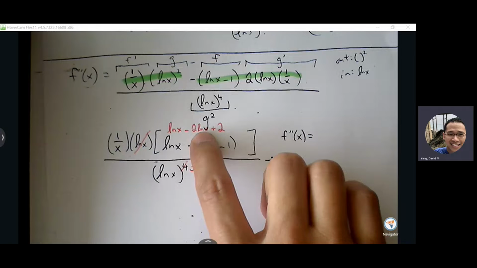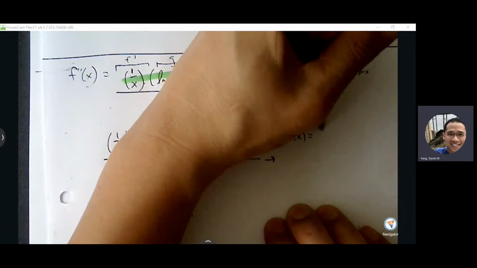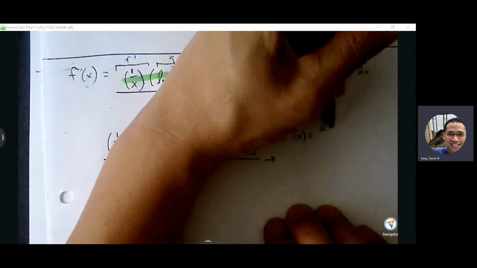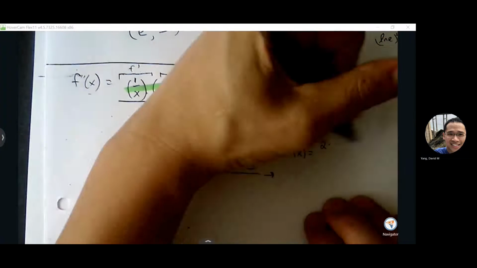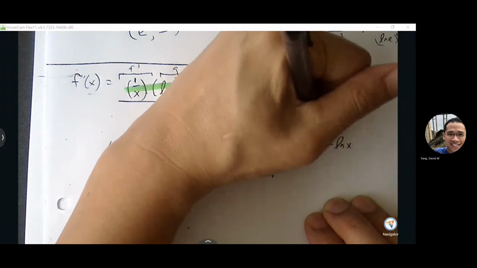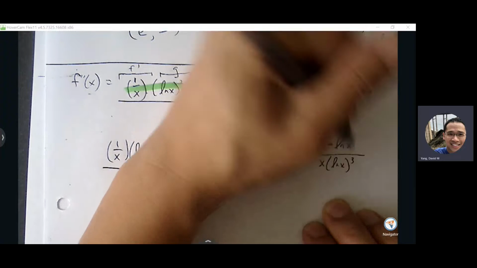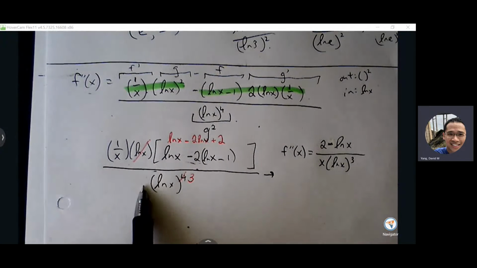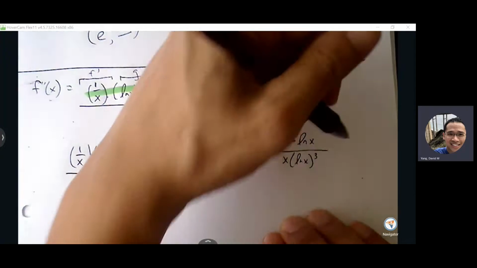Okay. Natural log of x minus 2 natural log of x, that becomes negative natural log of x. I like the first term to be positive if possible. Minus, sorry, 2 minus natural log of x all over x natural log of x cubed. So I just made that x kind of just drop down here, right? So there's my second derivative function.